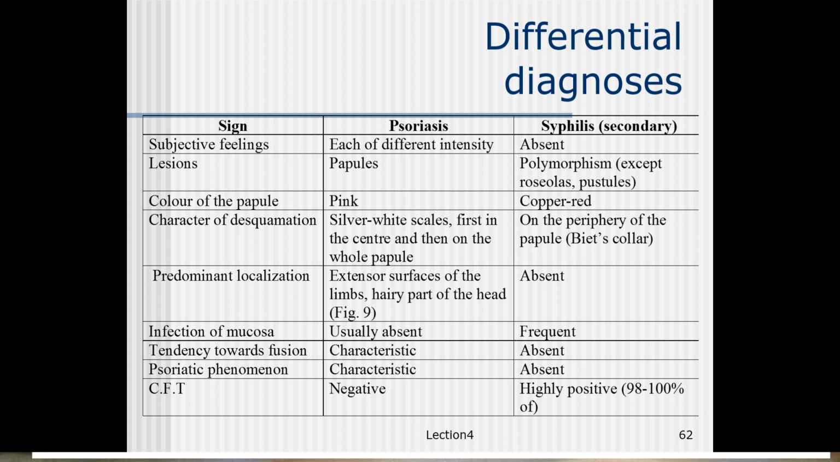Character of desquamation: in psoriasis, silver-white scales, first in the center and then over the whole papule; in syphilis, on the periphery of the papule, a collarette of scales. Predominant localization: psoriasis, extensor surfaces of the limbs and hairy part of the head; syphilis, absent. Involvement of mucous membranes: psoriasis, usually absent; syphilis, frequent. Tendency towards fusion: psoriasis, characteristic; syphilis, absent. Psoriatic phenomena: characteristic in psoriasis, absent in syphilis. Serological tests: psoriasis negative, syphilis highly positive.